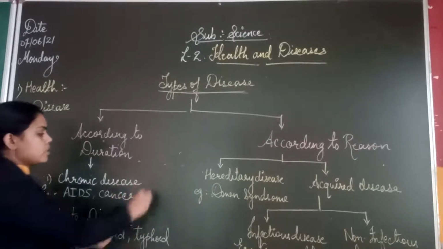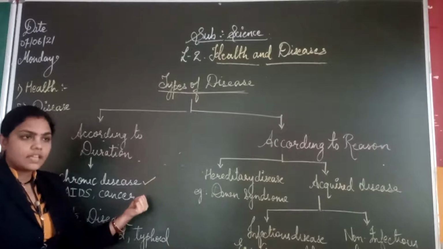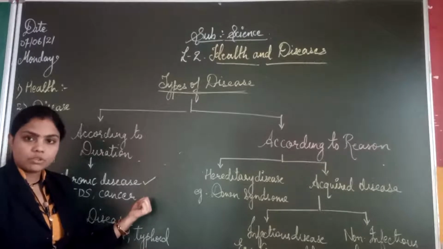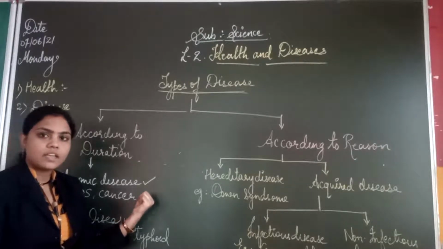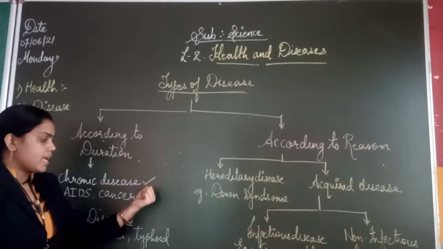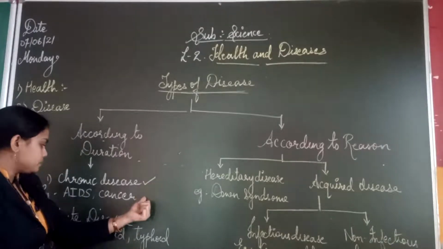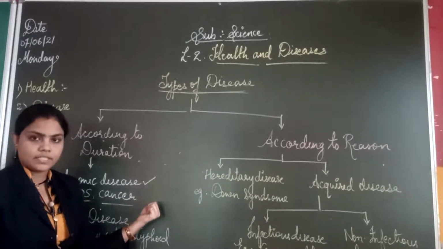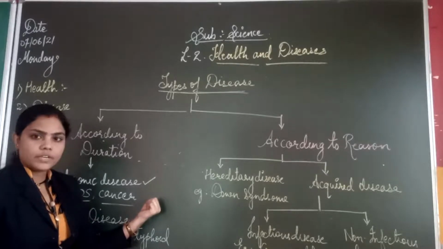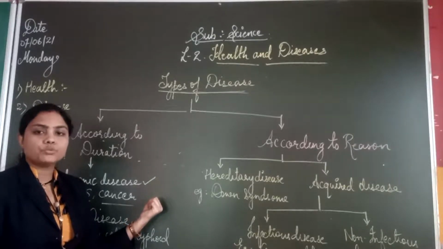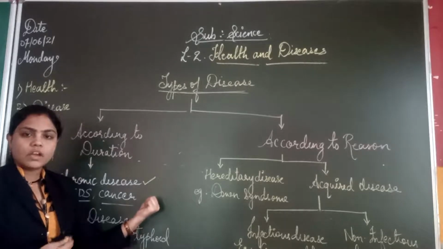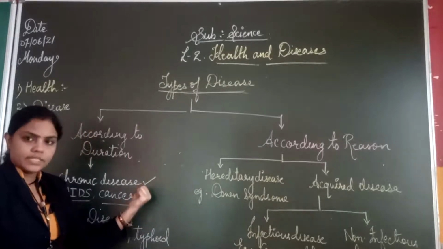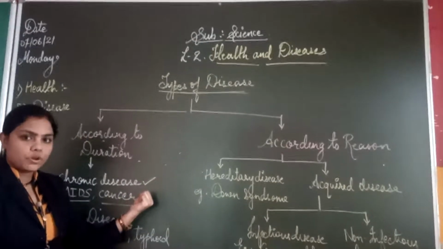So first, it is chronic disease. What is chronic disease? The disease which occurs for a long period of time, like it will take 1 month or 1 year to cure that disease. Examples are AIDS, cancer, or even elephantiasis. If it occurs in the body, it takes more time to cure. It may take 1 month or 1 year. So that is chronic disease, which takes more time to cure.